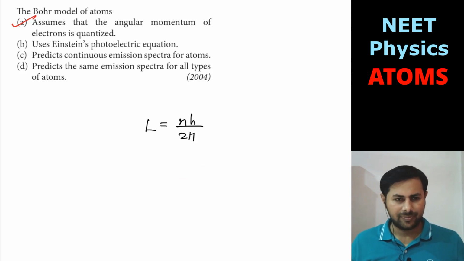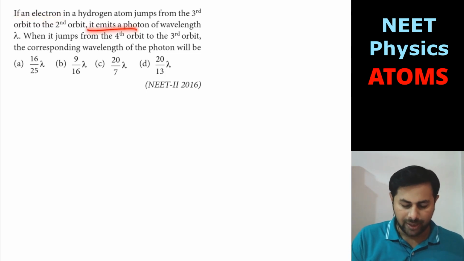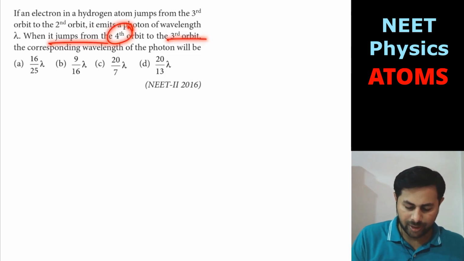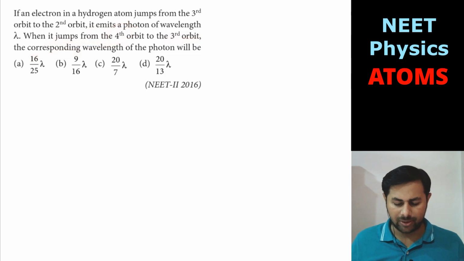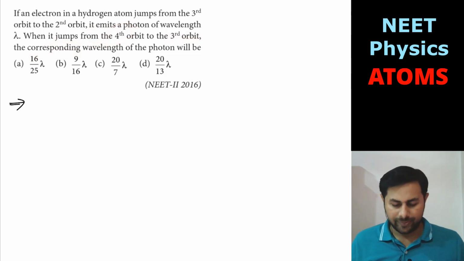If an electron in a hydrogen atom jumps from the third orbit to the second orbit, it emits a photon of wavelength lambda. When it jumps from the fourth orbit to the third orbit, the corresponding wavelength of the photon will be... simple. We just need to compare.